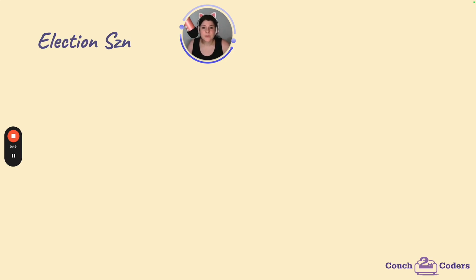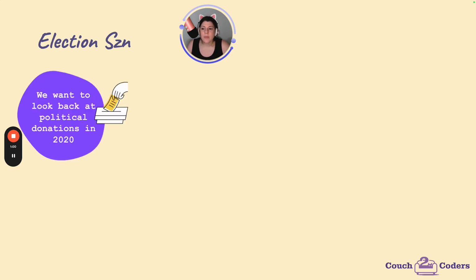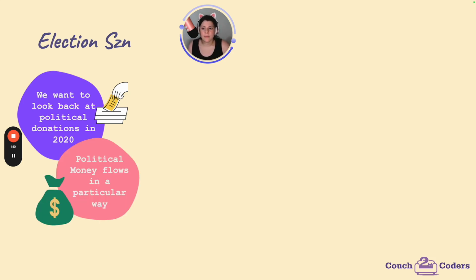If you're taking this course live with me as I'm publishing it, then you will know that it is election season in the US. So I have a really fun example for us to go through in this module. We want to look back at the political donations that were made in 2020. So this is recorded in '24. In the US, this is one previous presidential election cycle.